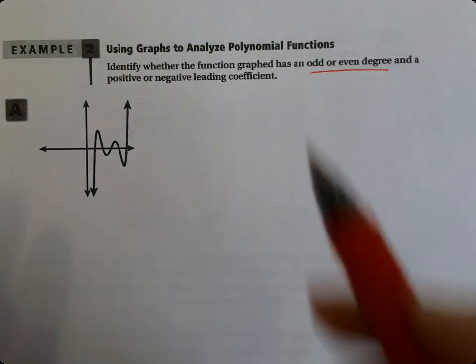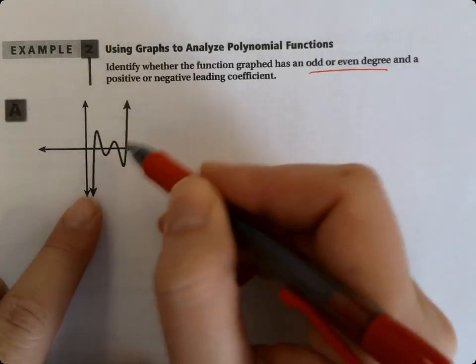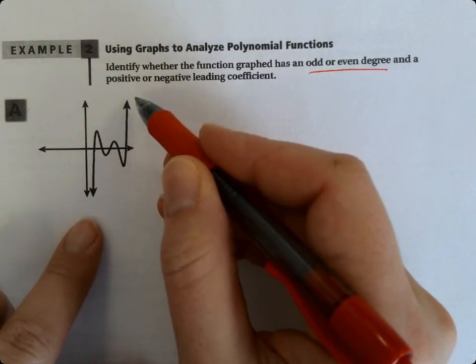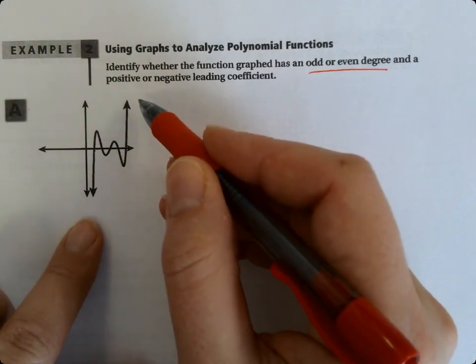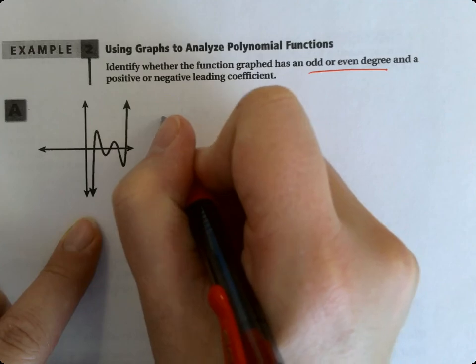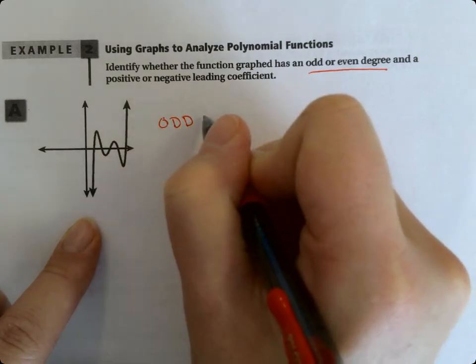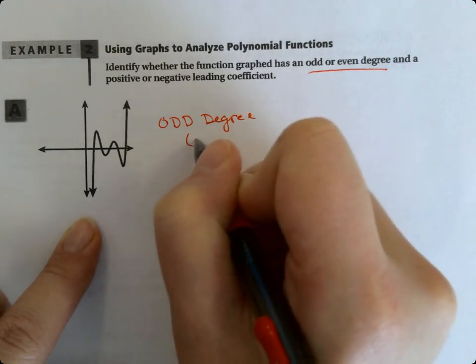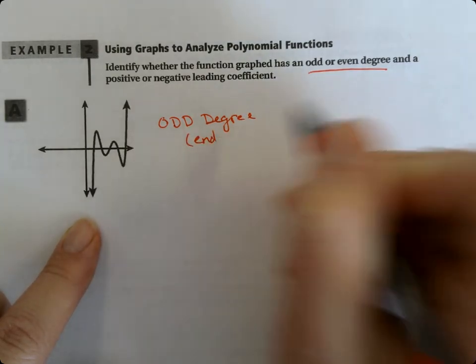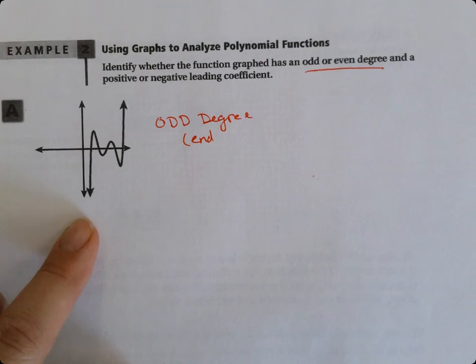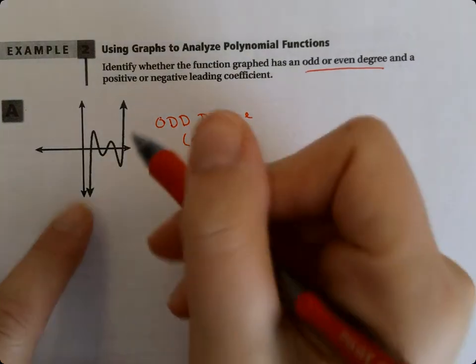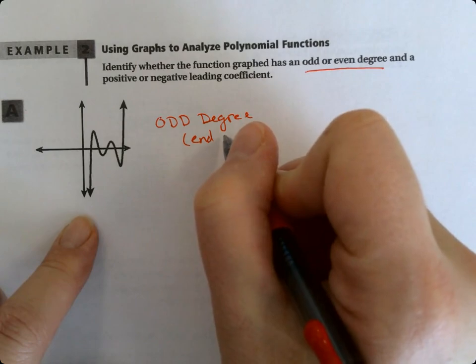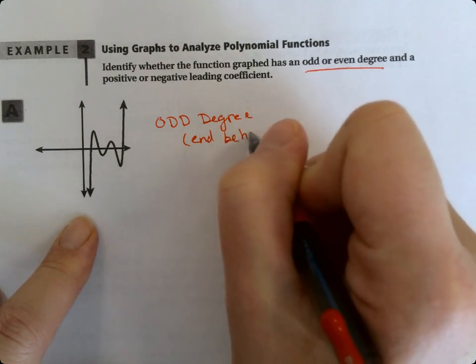Well, look at the graph. The end behaviors go in opposite directions. Do you see that? Is that an odd or an even degree? That's an odd degree. And I'm going to remind you, how many times it went through the x-axis is going to tell us what the degree could be, but the end behaviors tell us an odd degree.